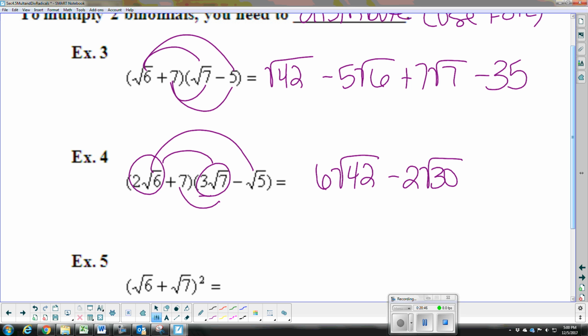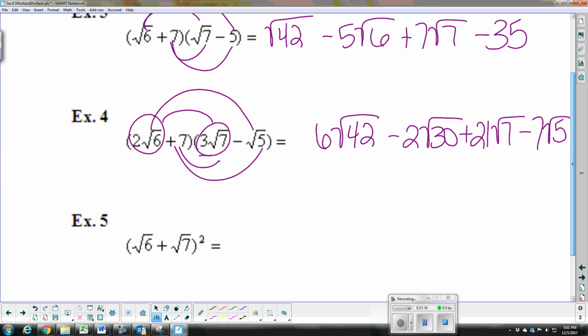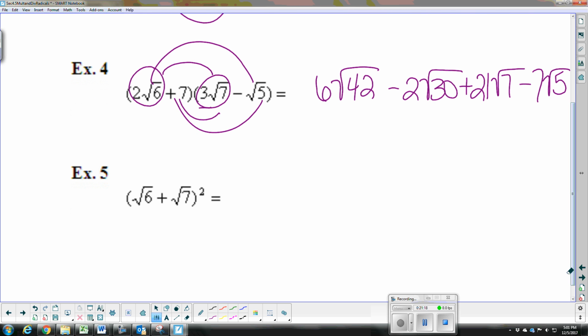7 times 3 times the square root of 7 is 21 times the square root of 7. And then lastly, 7 times negative square root of 5 is minus 7 times the square root of 5. None of these radicals, we can't simplify any of them, so that's it. We can't add any. None of them are like radicands. So that's as simple as we can go.